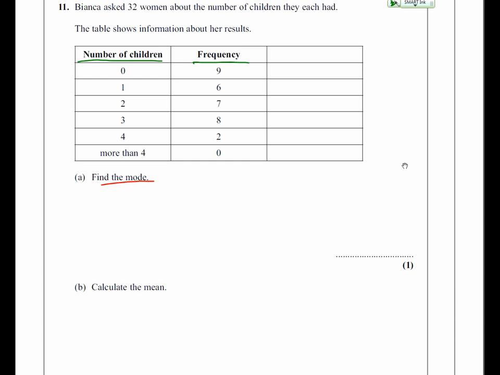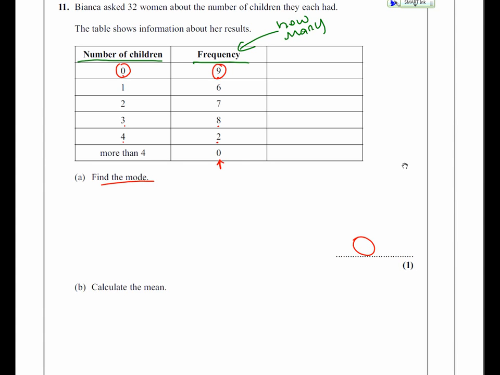And guess what frequency tells you? That tells you how many were recorded with that number. For instance, 9 people recorded with 0 children. 2 people recorded with 4, 8 people recorded with 3, etc. So the mode, 9 people is the biggest number here, and they had 0. So the mode, number of children, is 0.